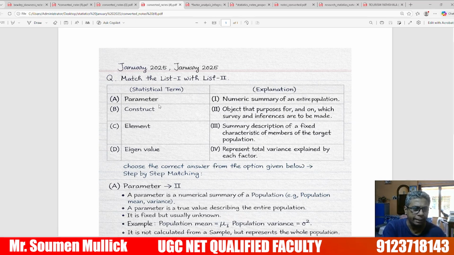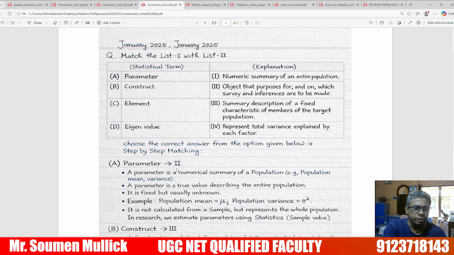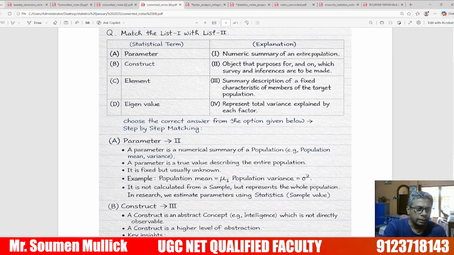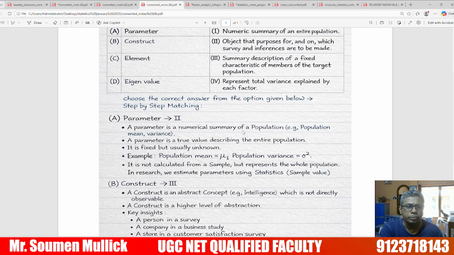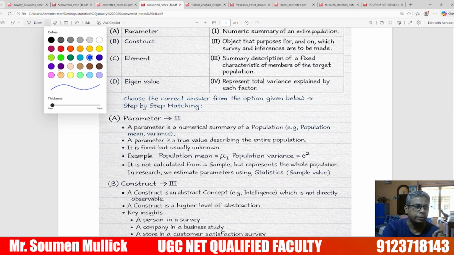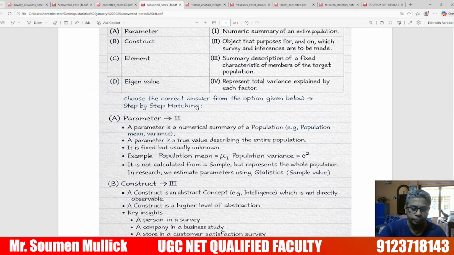In the case of A, parameter, the option 2 says objective, the purpose for and on which survey and inference are to be made. What is a parameter? A parameter is a numerical summary of a population, for example the population mean or variance. This is a very important question.